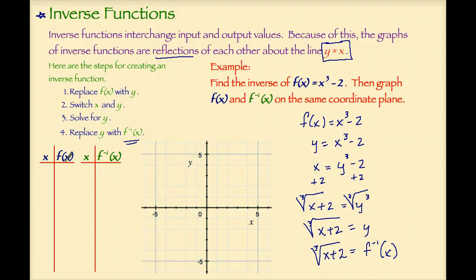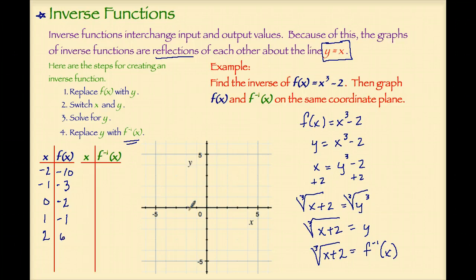Starting with f of x, the original function, we'll just use the ordered pairs negative 2, negative 1, 0, 1, 2, and when we plug negative 2 in for x, negative 2 cubed is negative 8 minus 2, negative 10. Negative 1 cubed, negative 1 minus 2, negative 3. 0 gives us negative 2, 1, negative 1, and 2 cubed minus 2 is 6.